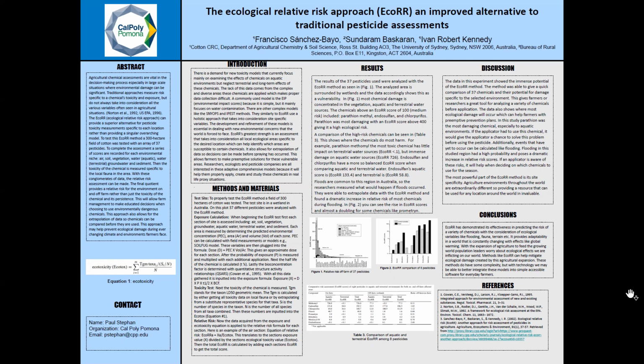So first, you have to make an exposure calculation. When doing this, you first have to break down your area into compartments or sections. Those are air, soil, vegetation, groundwater, aquatic water, terrestrial water, and sediment. You measure each one of these areas with a predicted environmental concentration, and that stands for PEC, along with area and volume.